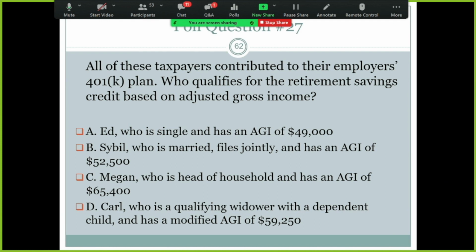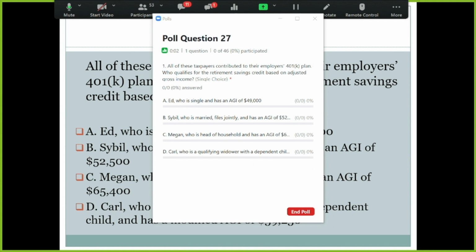Okay, we're now up to poll question number 27. All of these taxpayers contributed to their employer's 401k plan. Who qualifies for the retirement savings credit based on gross income? A, B, C, or D? The poll has been launched and you'll have a minute to complete it.